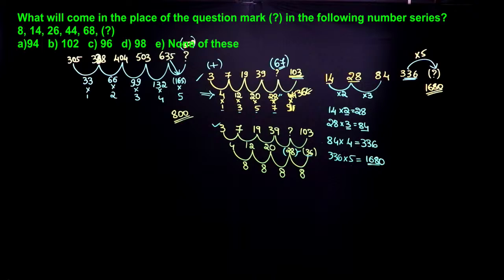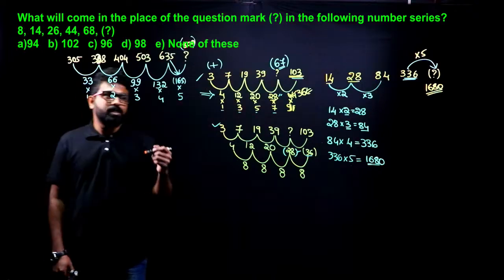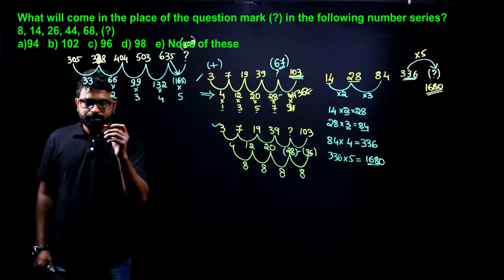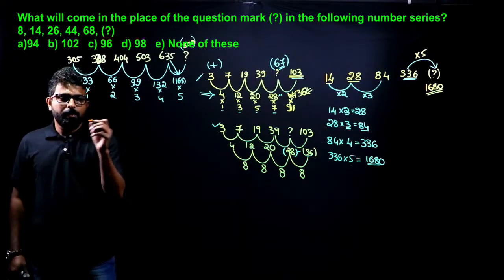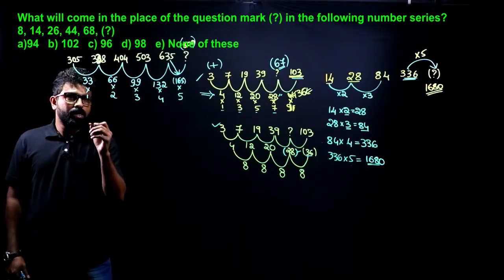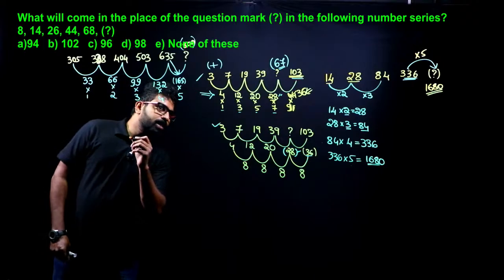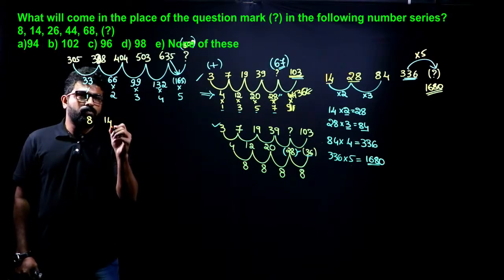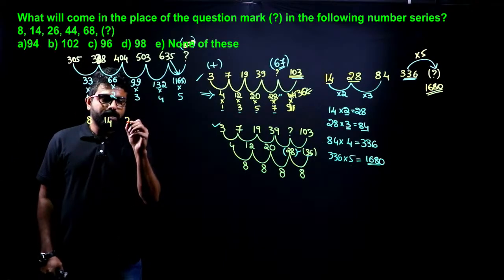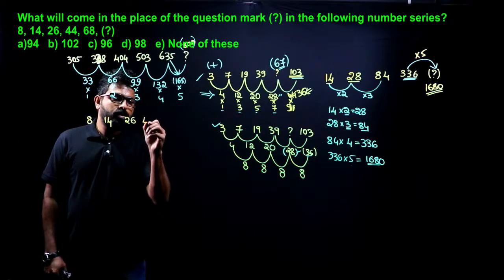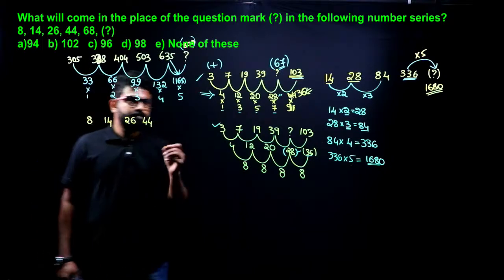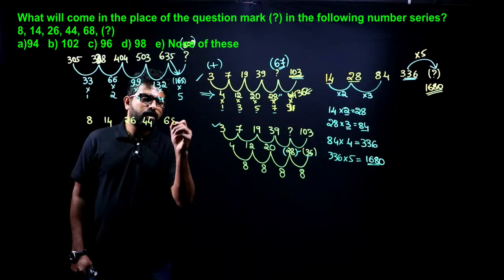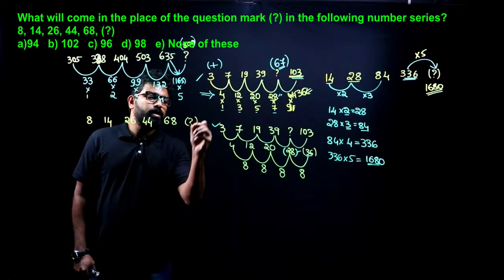So very good. Many of you have got 98 as the answer. So let us look at that. So what is my series here? The series is 8, 14, 26, 44, 68, and then there is my missing term here.